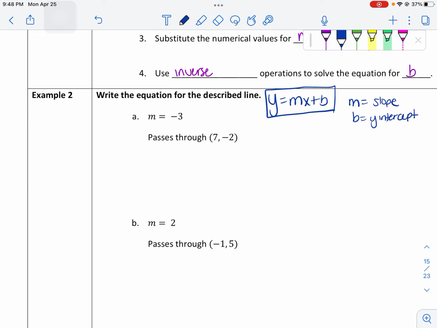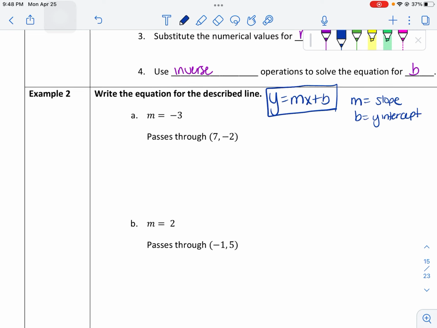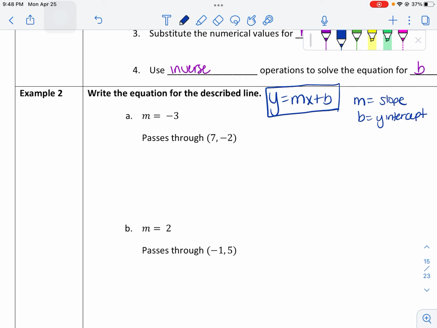So in this first example, we have a slope of -3 and the line passes through the point (7, -2). We don't really need a picture, I just want you to be able to visualize this. We have the point (7, -2), and we have a slope of -3, so this is going to be going downhill. We need to figure out where it is crossing the y-axis so that we can write our equation of the whole line that I drew. So we're going to do that algebraically.